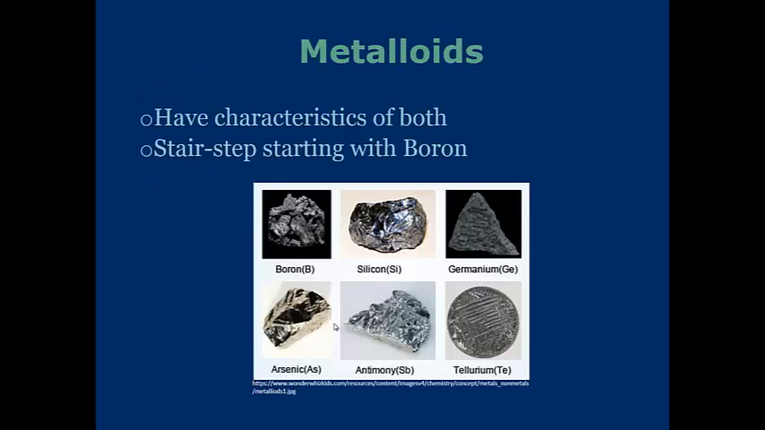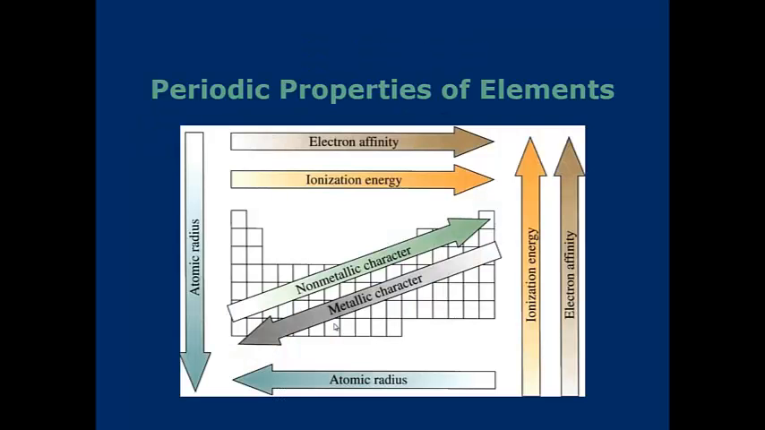Where things get interesting is when we talk about metalloids. These have characteristics of both metals and nonmetals, and they stair-step down starting with boron. When we look at periodic properties of elements, there are a couple trends that we need to be aware of, and these are all based around effective nuclear charge. This is the electrostatic interaction between the valence shell electrons and the nucleus. It's a measure of the net positive charge experienced by the outermost electrons.